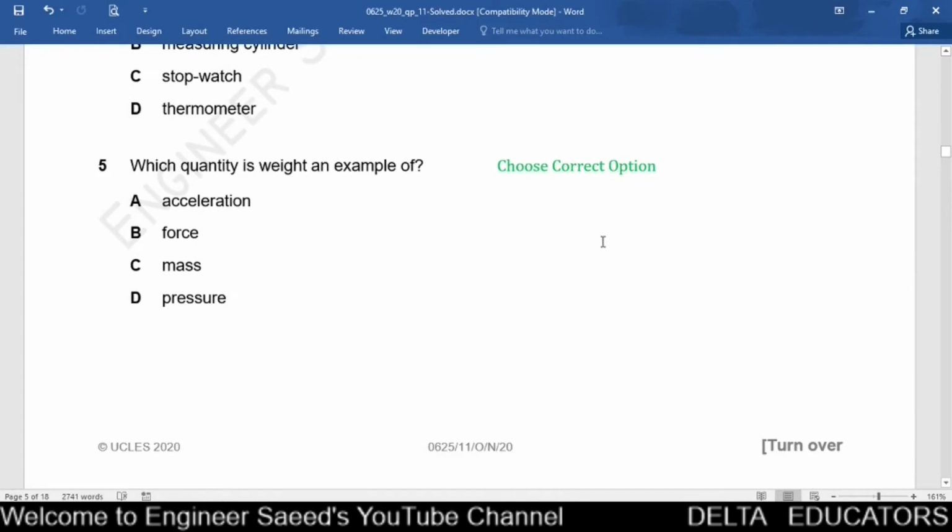Question number 5. Which quantity is weight an example of? What is weight? Weight is the force with which Earth attracts everybody towards its center. Now we check the options. Option A, acceleration. B, force. C, mass. D, pressure. As discussed, weight is a force with which Earth attracts everybody towards its center. So definitely the correct option will be option B, force.